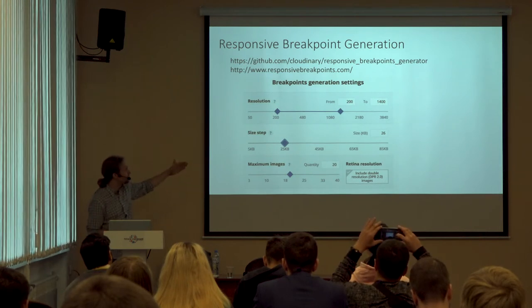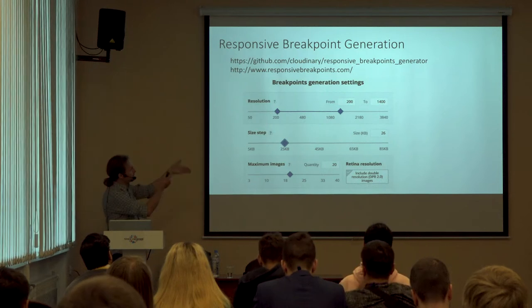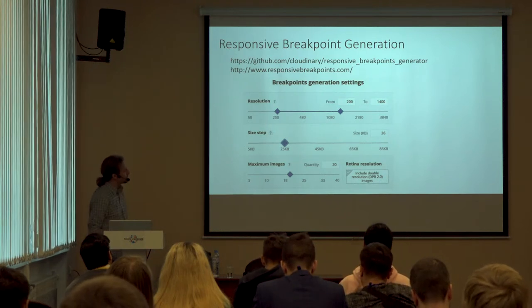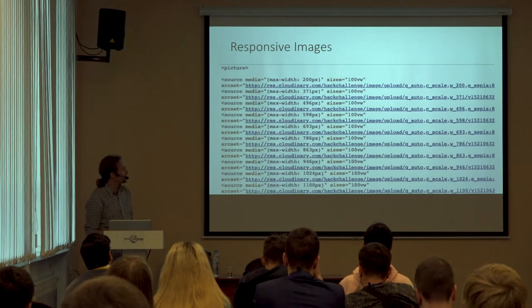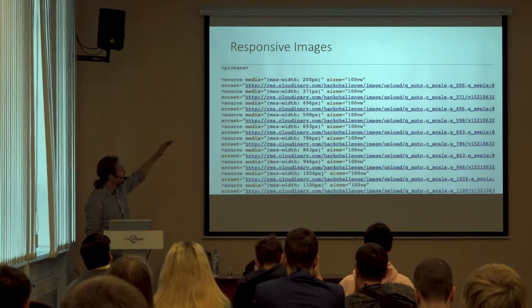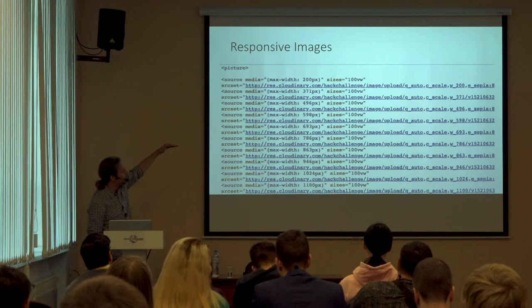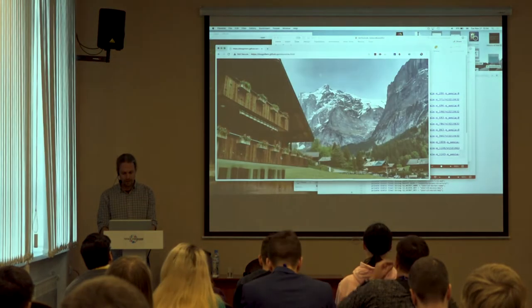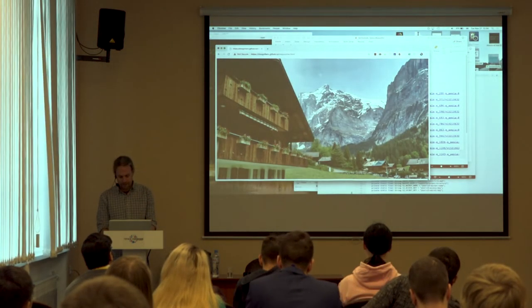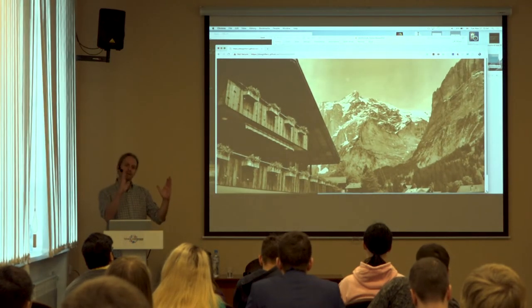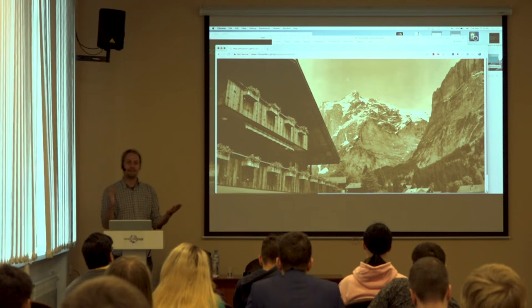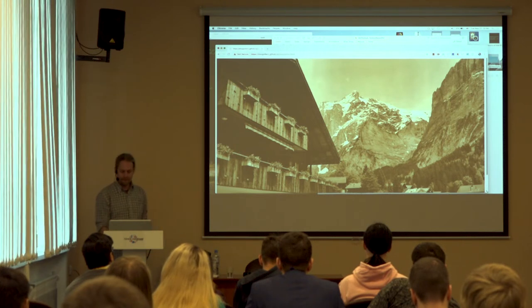This is a web-based tool where I say, give me a bunch of images between 200 pixels wide to 1400 pixels wide that are 25 kilobytes apart, and I get code that looks like this. And you can see they're all on Cloudinary, and for a different width, I get different size images. But let's do the demo, because it's cooler to look at the web page than to look at code. So this is the web page, make it a little bigger. And as I shrink down the size, it loads the correctly sized image. They're all 25 kilobytes apart.